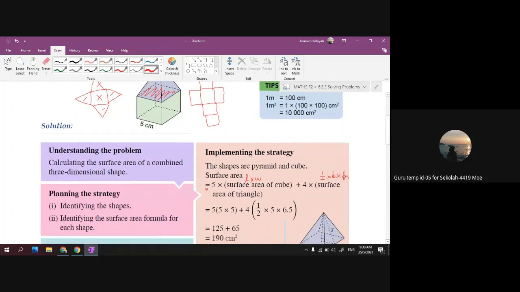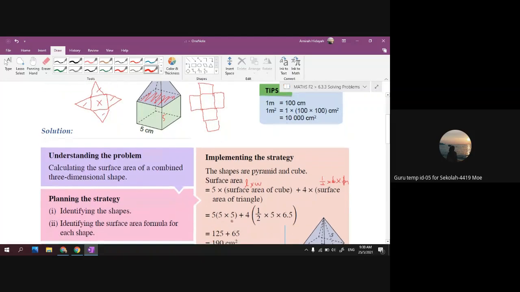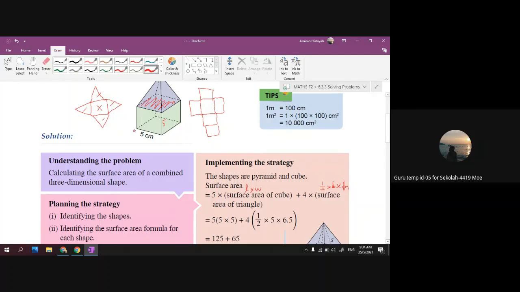Alright, so kamu dah tahu length untuk cube ni dah diberi, it is given 5 cm. What about the width? Lebar dia, since a square has the same length for each side, so of course this is also 5 cm. So length times width, 5 times 5. Then plus 4 times 1/2 times base of this triangle. Kita dah tahu sini 5, so sini pun 5, sini pun 5. Semua 5. So the base of the triangle is 5 cm.